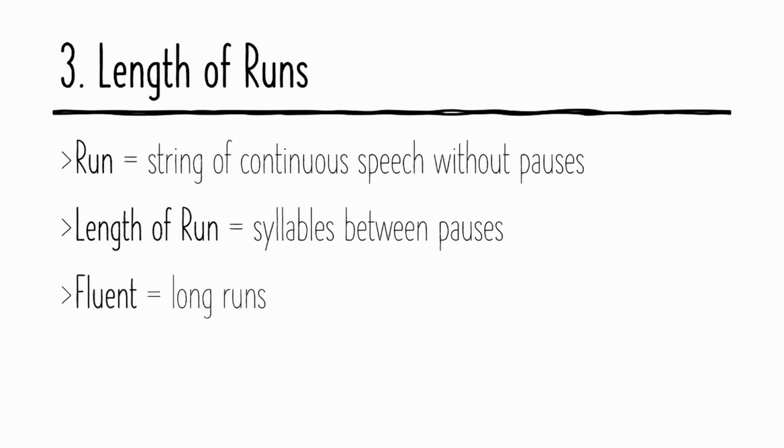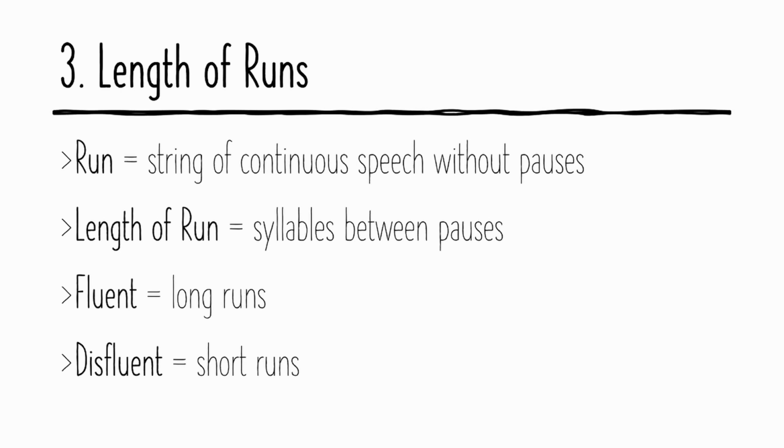A fluent speaker can speak a lot before they need to pause, so they have long runs. A disfluent speaker can only say a little before they need to pause and think, so they have short runs. As we just said, it's natural to say one clause at a time. A fluent speaker will be able to plan and say longer clauses before pausing than a disfluent speaker.